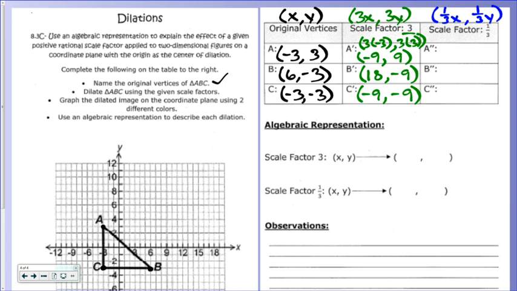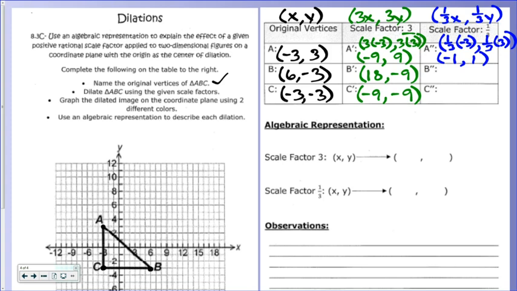Okay, I'm going to plug that in. So for A, I have 1/3 times -3 and 1/3 times +3. Remember, multiplying fractions, you multiply straight across, and you would get -3 divided by 3, which is -1, and 3 divided by 3, you get +1.